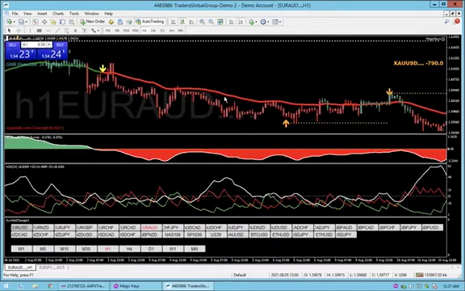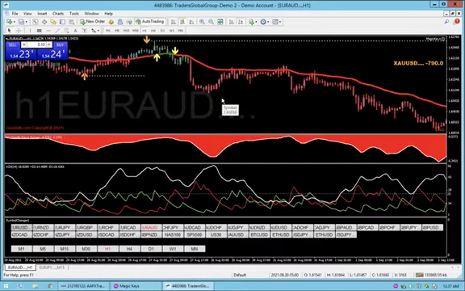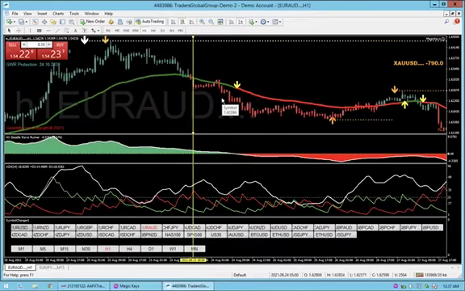Now, y'all know by now that this is my true trend indicator. Do y'all still have access to that? I made it available to everybody. Do y'all still have access to that? I haven't heard from anybody.